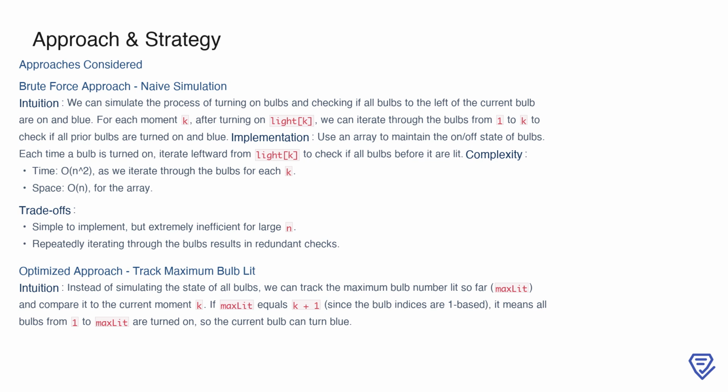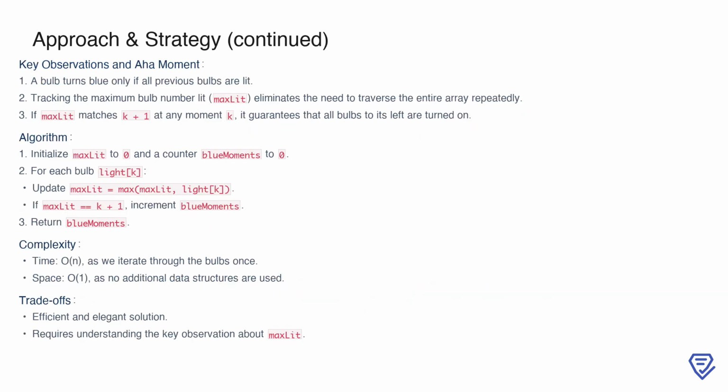n. To address these inefficiencies, we can consider an optimized approach that eliminates redundant checks while still achieving the same results. The optimized approach builds on a key observation: a bulb only turns blue if all the bulbs before it are also lit. Instead of tracking the entire state of the bulbs, we can simplify the problem by focusing on the maximum bulb number lit so far, which we call maxlit. If at any point maxlit matches k plus 1, where k is the current moment, it guarantees that all bulbs up to maxlit are turned on, and the current bulb can safely turn blue.